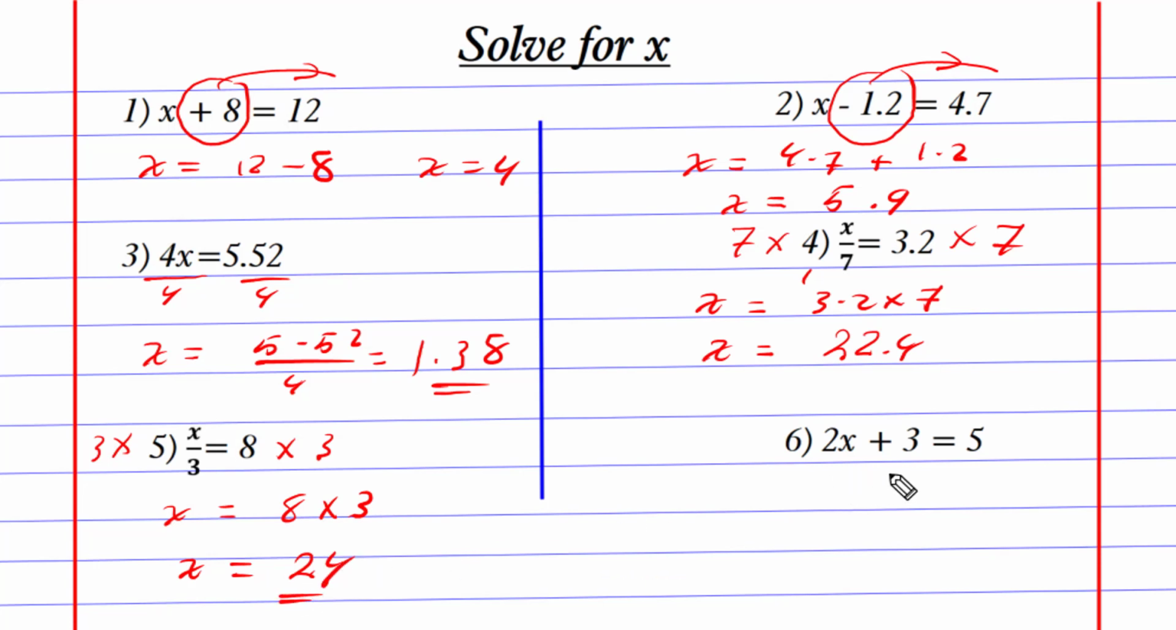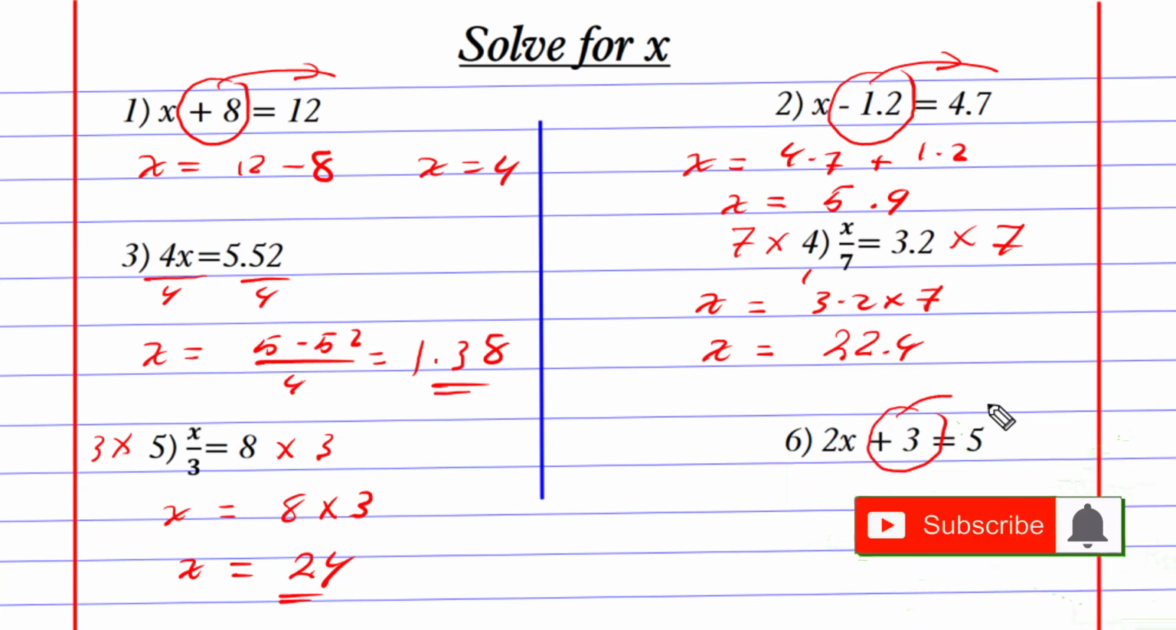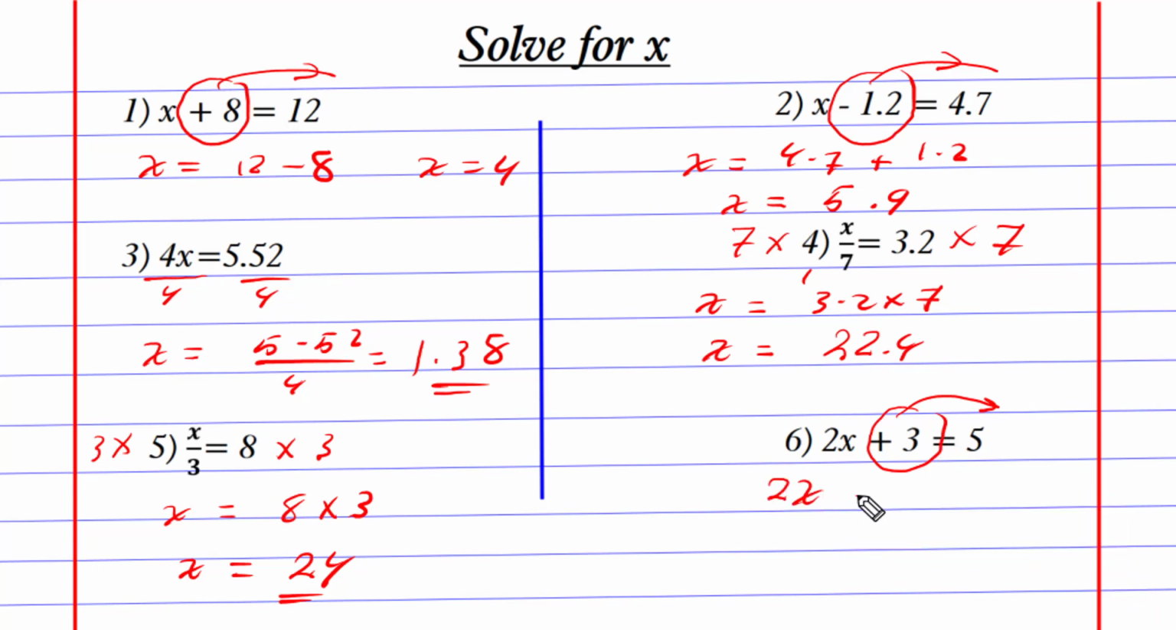Finally, 2x plus 3 equals 5. How can we find the value of x? We will circle 3 and move it to the other side to be subtracted. We will get 2x equals 5 minus 3. Now 2x equals 5 minus 3 equals 2. Divide both sides by the coefficient of x to find the value of x. Now x equals what, guys? Equals 1. This is the value of x.